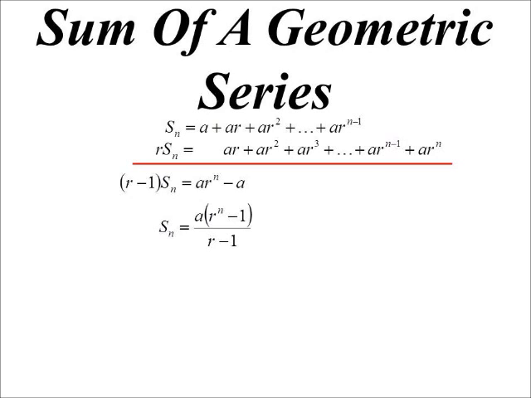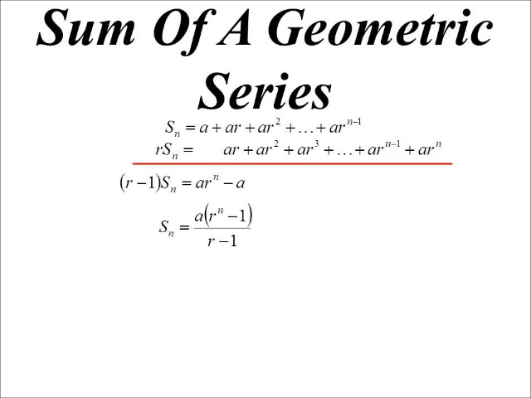The thing to be careful with this formula is because we're so used to seeing power of n minus 1, when we say r to the power of n minus 1, we're not saying r to the power of n minus 1, we're saying r to the power of n, then minus 1. Okay, so be careful with that.